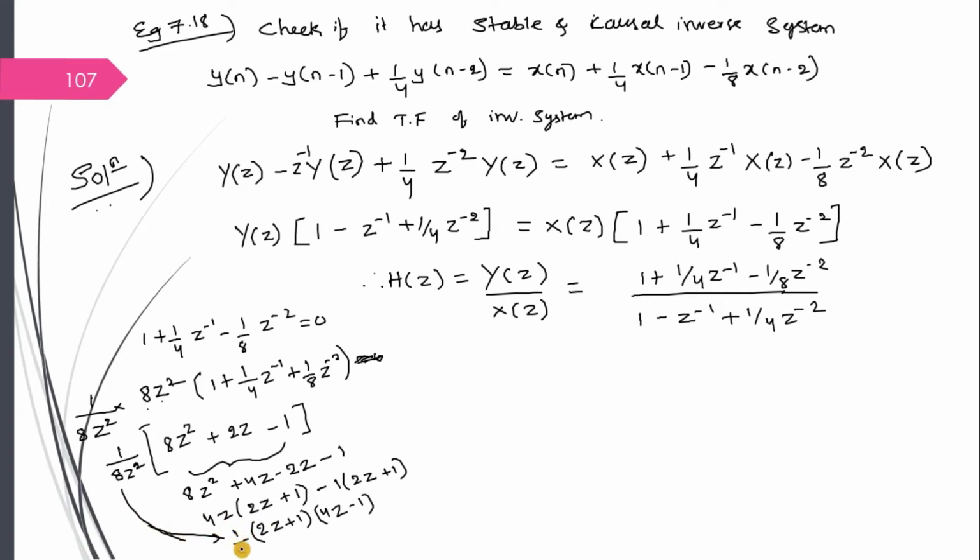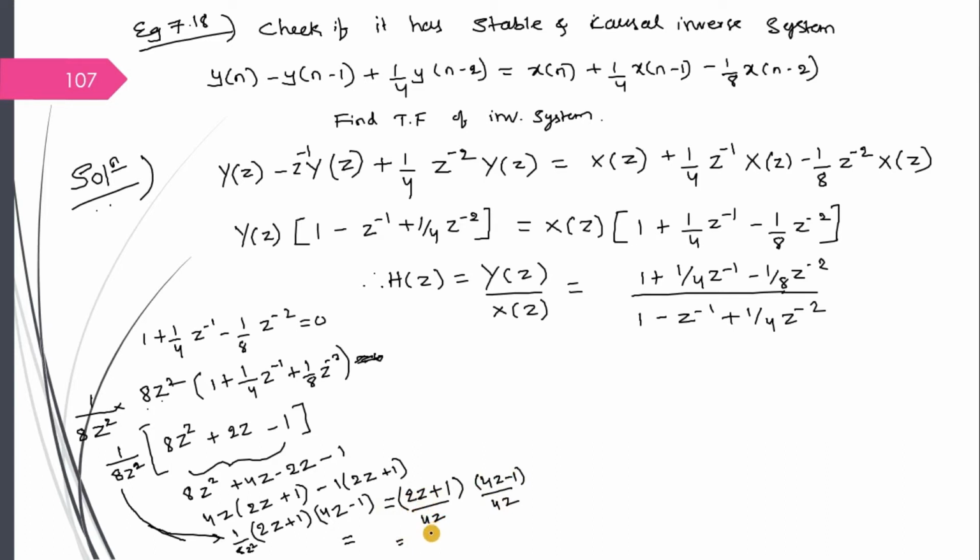So 1 by 8z square. So I get it as, just carefully listen, 8z square means 4z into 4z. So what I do is I take it as 2z plus 1. One of the 4z I write it here. This is one of the factors. And for the other factor, one of the 4z I take it here, so that I can get it in terms of z inverse. So what I get? Take it inside 2z by 4z.